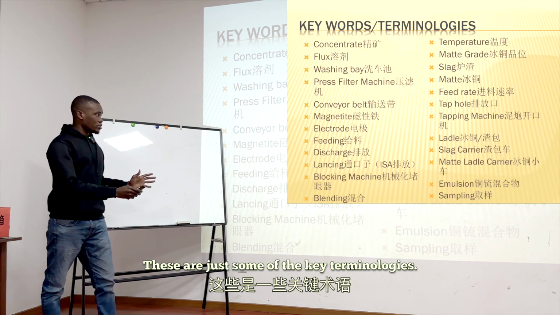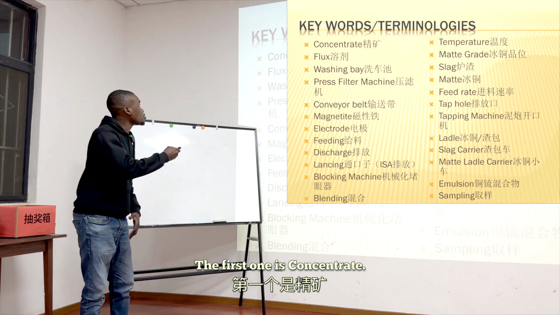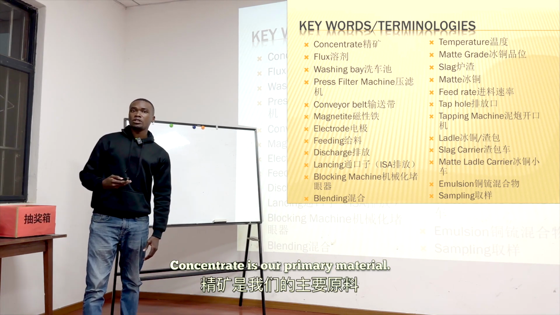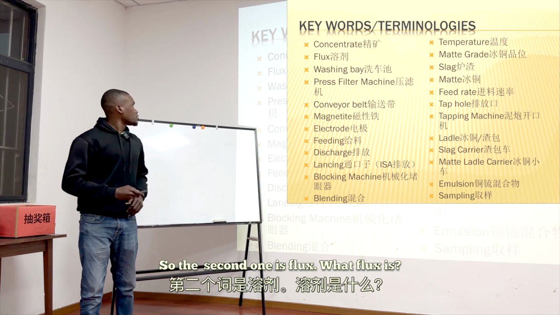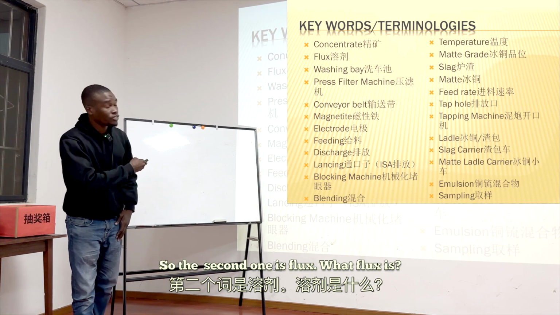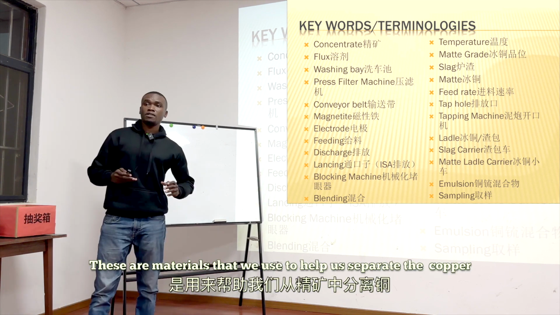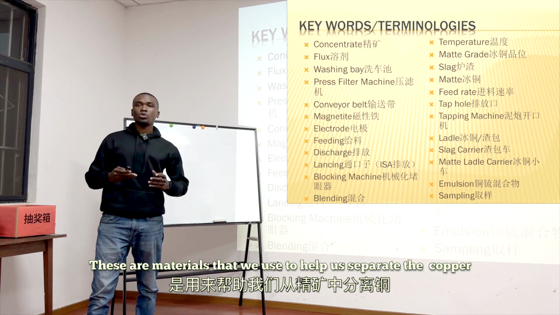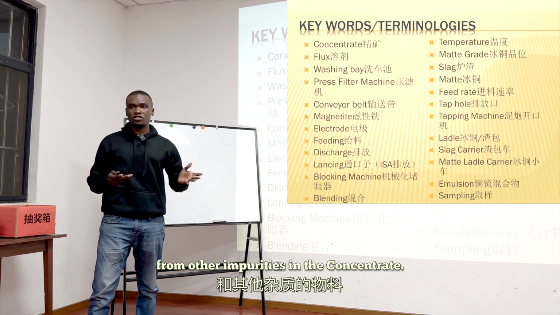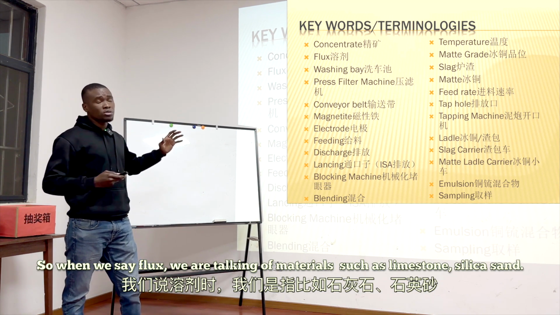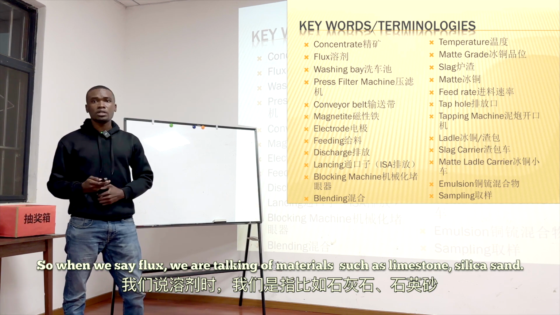These are just some of the key terminologies. The first one is concentrate. Concentrate is our primary material. That is what we use to obtain the copper. The second one is flux. Fluxes are materials that we use to help us separate the copper from other impurities in the concentrate. So when we say flux, we are talking of materials such as limestone and silica sand.